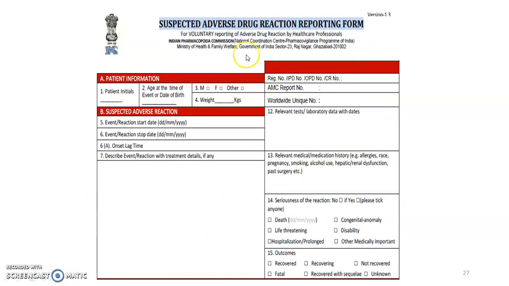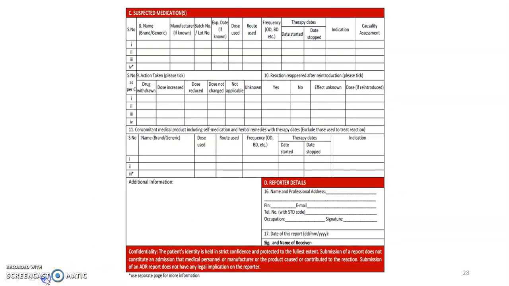This is how the suspected adverse drug reaction form looks. You need to fill in every individual parameter here. Then you need to write what the suspected medications given are, what action was taken, whether the reaction reappeared after reintroducing the drug, or whether the reaction stopped after discarding or stopping the tablet. And finally you need to provide the reporter's details, that is, if you are reporting your case or reporting an ADR, you need to provide all the particulars.